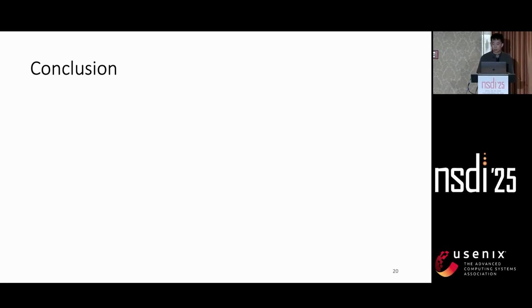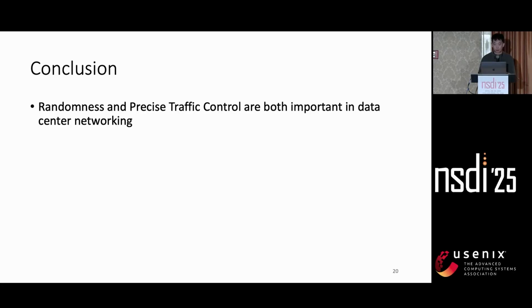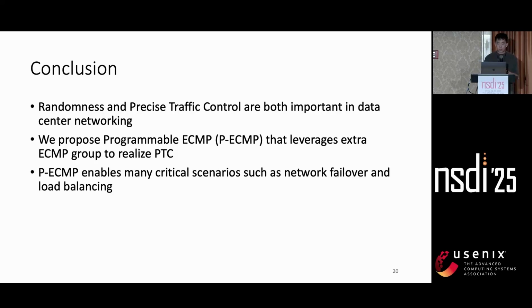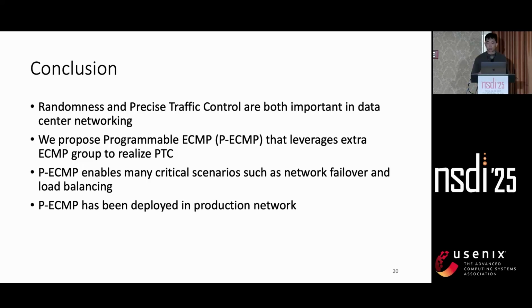Okay, so in conclusion, randomness and precise traffic control are both important in today's data center networking, and we propose programmable ECMP that leverages extra ECMP groups to realize precise traffic control. And PECMP enables many critical scenarios such as network failover and load balancing and more. And finally, it has been deployed in a production network.